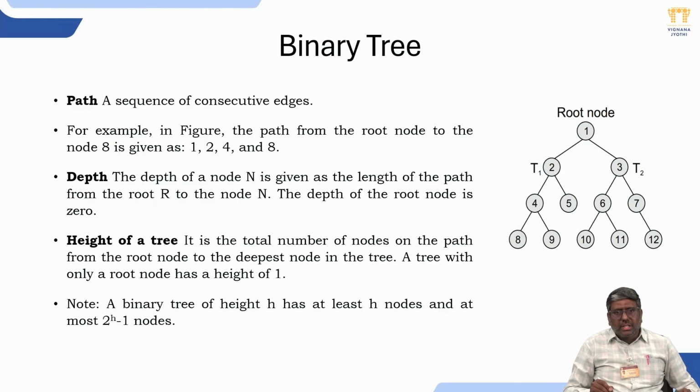Then a path: a sequence of consecutive edges is called a path. In the given figure, there is a path from 1 to 2, 2 to 4, and 4 to 8.